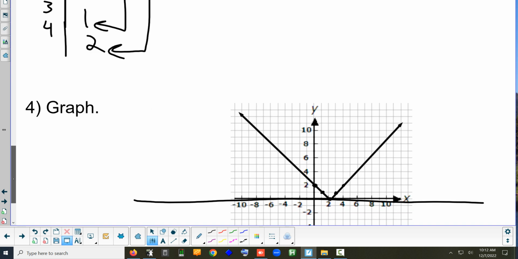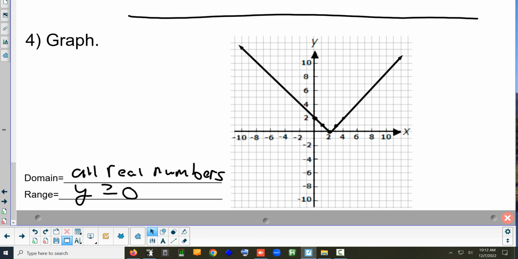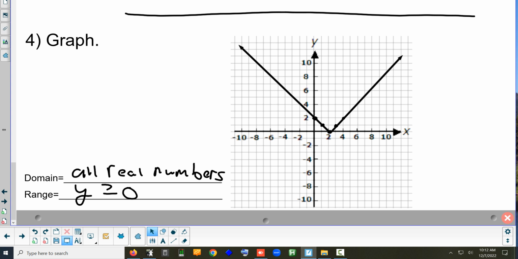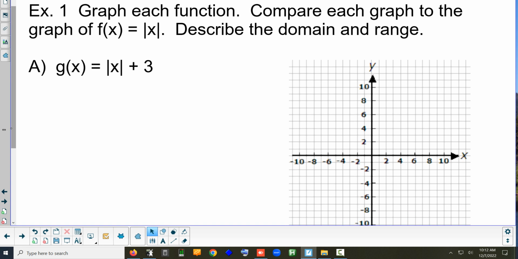And if you look at the V shape, that's exactly what happened. The normal V shape has the vertex right at the origin. This one doesn't. It's been shifted 2 to the right. All right, let's try this one. So it says graph the function.